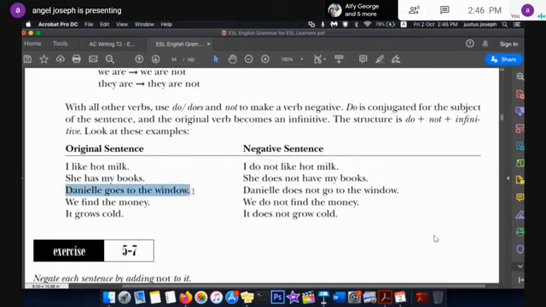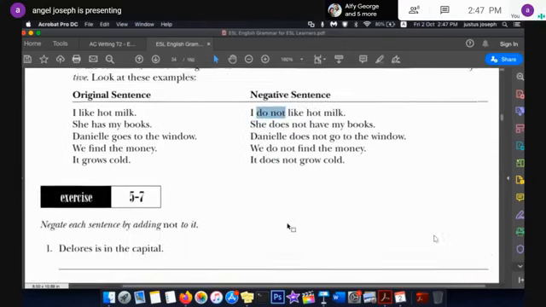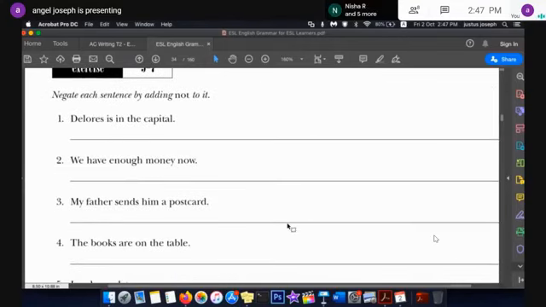Look at the sentence. Danielle goes to the window. Danielle does not go to the window. We find the money. We do not find the money. So what are we using? Do not. And look here, does not. Do not and does not. So of course this is not something that needs a lot of time to be spent on teaching, but rather let's just do a simple exercise and move on with this.